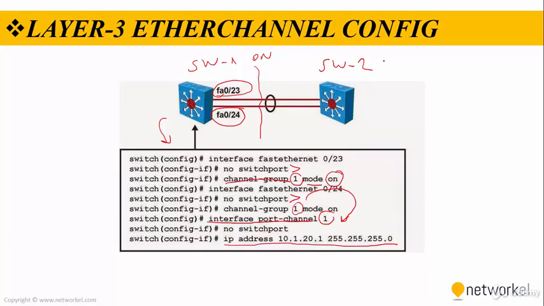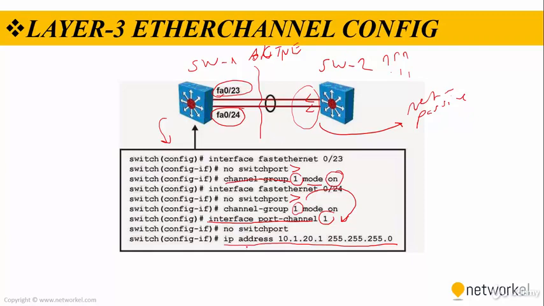So what are we going to do on switch 2? The configurations for these two ports will always be identical except for the channel group mode. For example, if we define active channel group mode on this side, we need to define active or passive on the other side to make an EtherChannel.